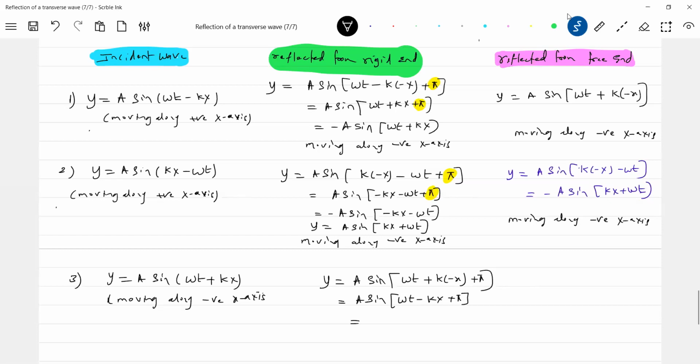Omega t minus kx plus phi. So this will become minus a sine. What does it mean? Moving along negative x-axis. This will be moving along positive x-axis. Reflected from free end, we'll see what we'll get.